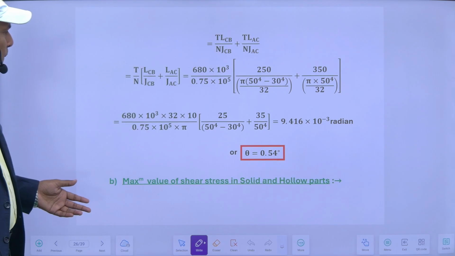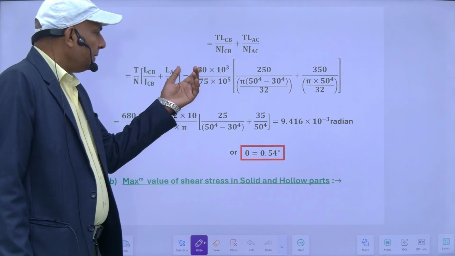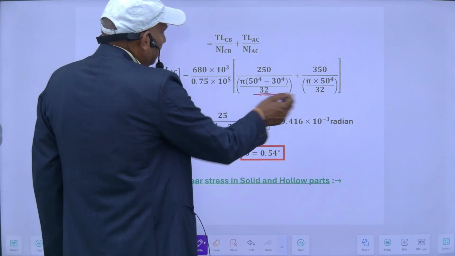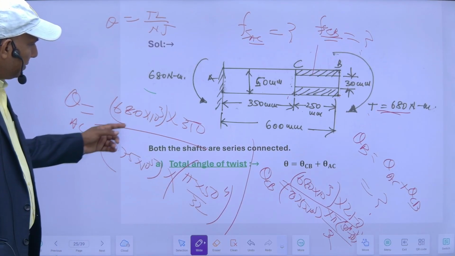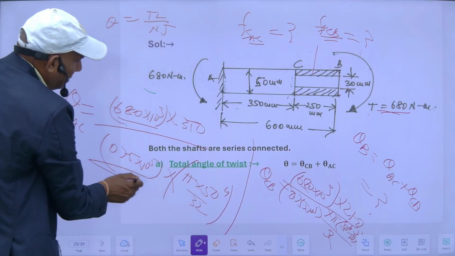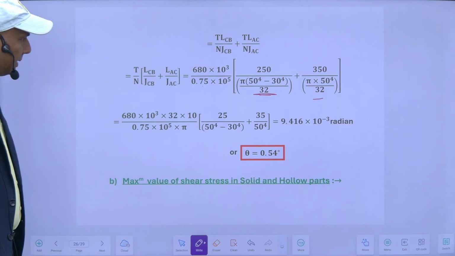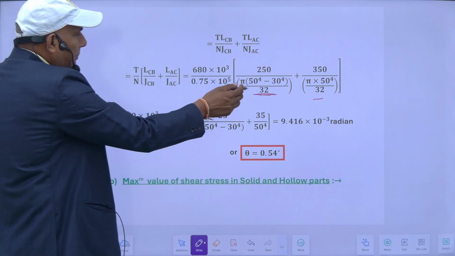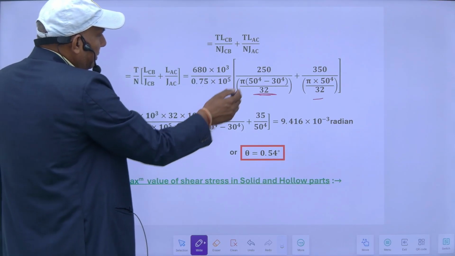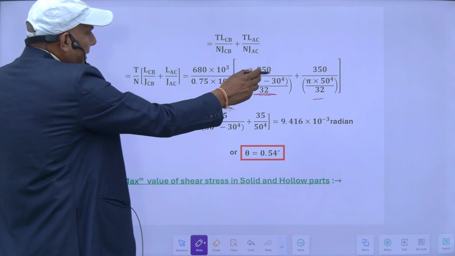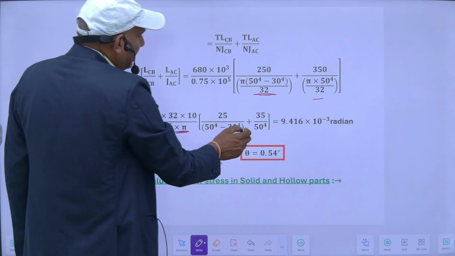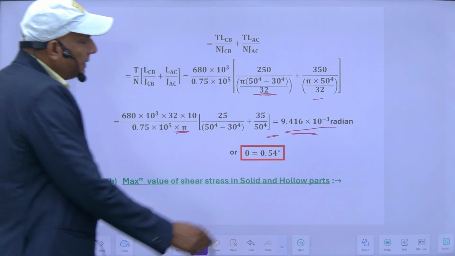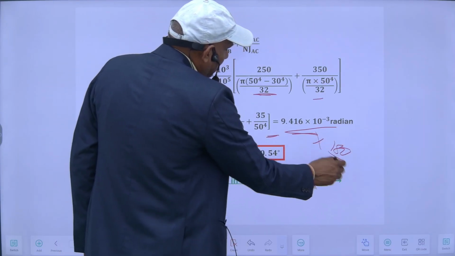So I can take my torque and N outside, since they are constant and common. Inside I will get this one, and after it will be 250 upon this. Pi also I can take common. If I take 10 common, it will be 25 upon 50 raised to the power 4 minus 30 raised to the power 4 upon 35 upon 50. So it will be this one. When I convert it into radians by multiplying 180 upon pi, that will be in degrees. So this is the answer.